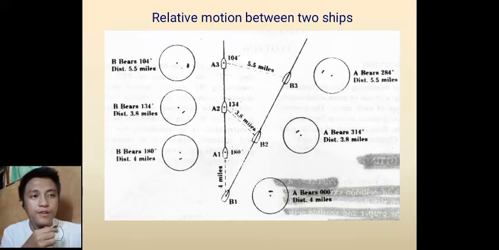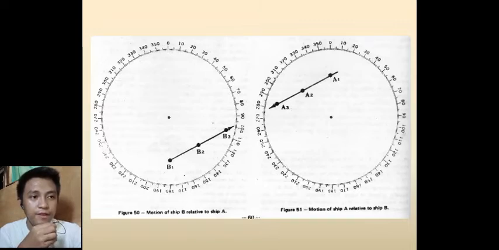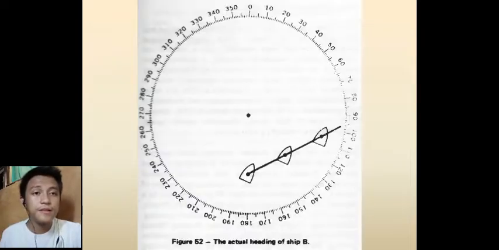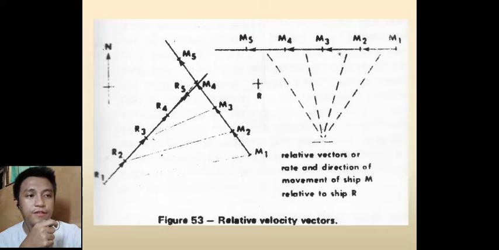Example. The next slide is the radar plotting sheet sample. Motion of ship B relative to ship A, and motion of ship A relative to ship B. Second, the other figure is the actual heading of the ship. So you can see the ship movement. In this figure, we can see the relative velocity vectors, or the rate and direction of movement of ship M relative to ship R.